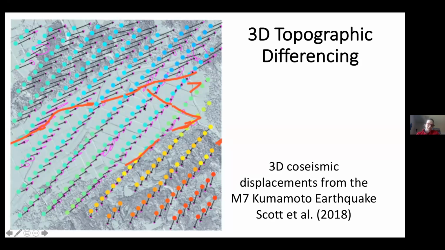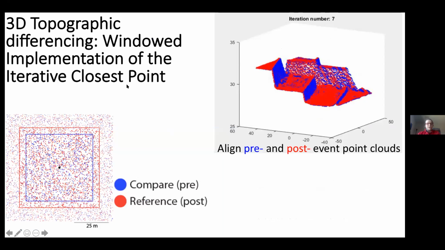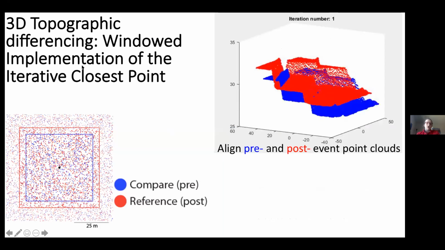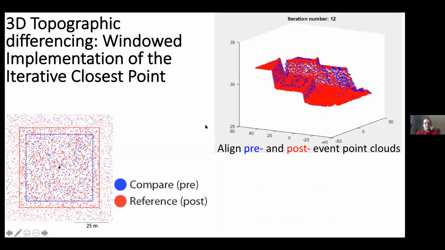This approach was initially very exciting, along with the vertical differencing, because it could be used to resolve deformation along and adjacent to active faults in locations where other geodetic data sets, such as InSAR and GPS, often lose spatial resolution. So 3D differencing is done with a windowed implementation of the iterative closest point algorithm. And I'll use the next few slides to discuss this algorithm.